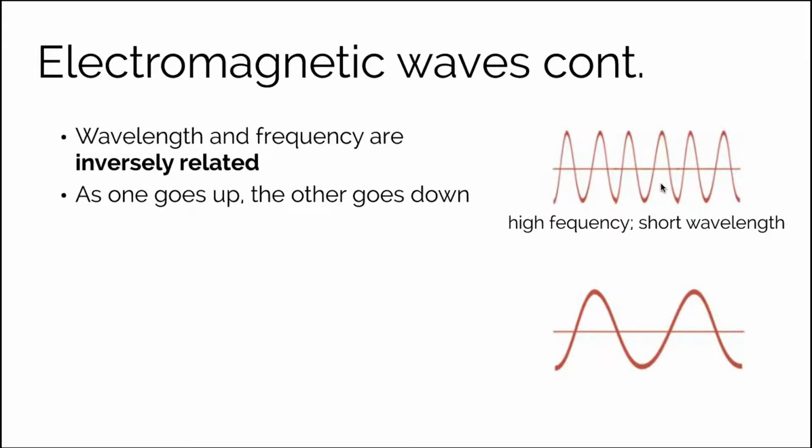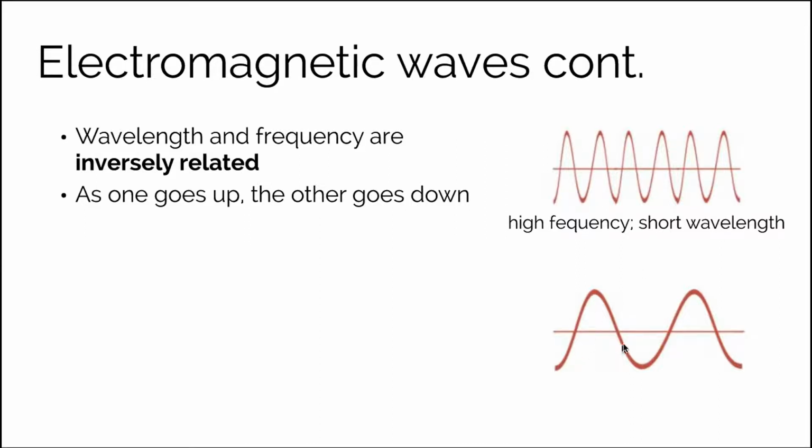All right, so if we compare these two, in this wave, because we have so many cycles, if we go through and count them, we have here one cycle, two, three, four, five, six cycles. So it's a very frequent wave, so it has a very high frequency, and the distance between these waves is very short, so we would say it has a short wavelength.